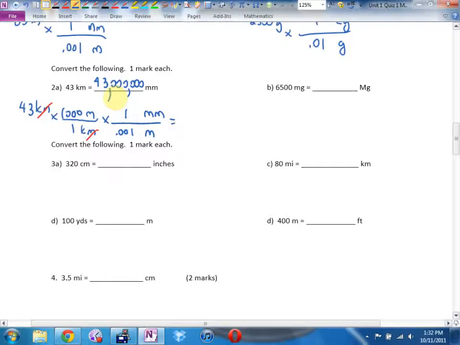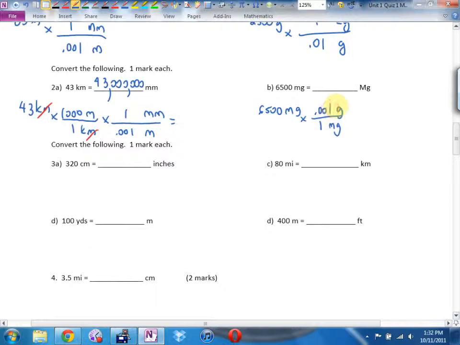Again, this is going to be a 2-step, so I'm going to go in my method from milli to mega in 2 steps. I'm going to go 6,500 milligrams. I'm going to say I want the milligrams to cancel. I want just, oh, not meters, Mr. Dueck. I want just plain old grams left behind. And I know that 1 milligram is 0.001 grams.